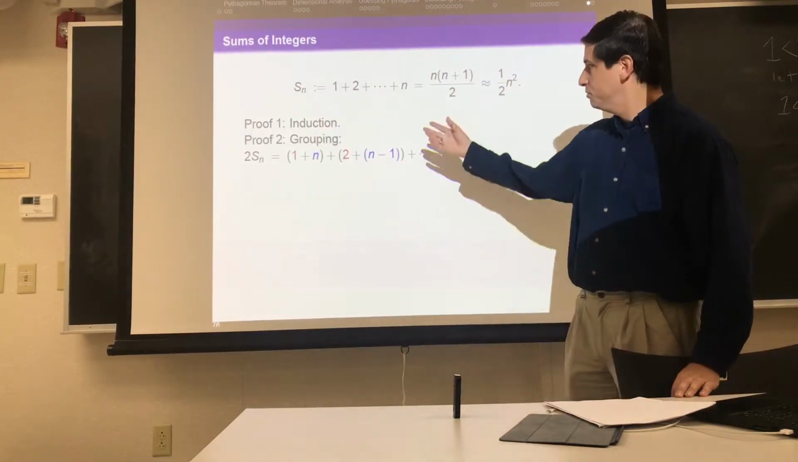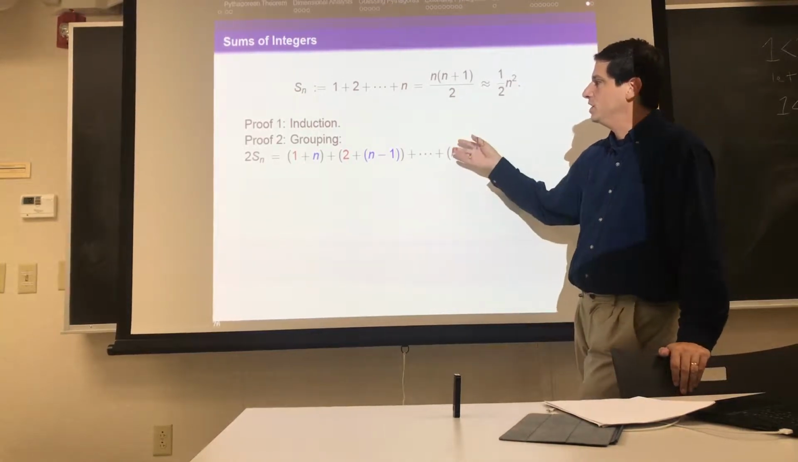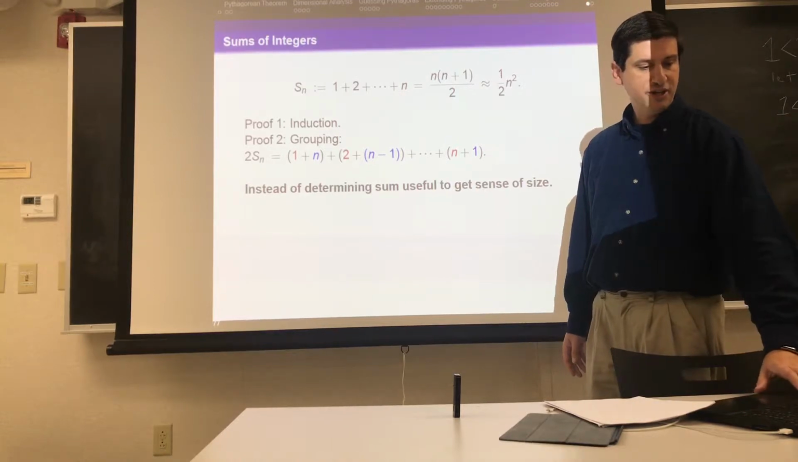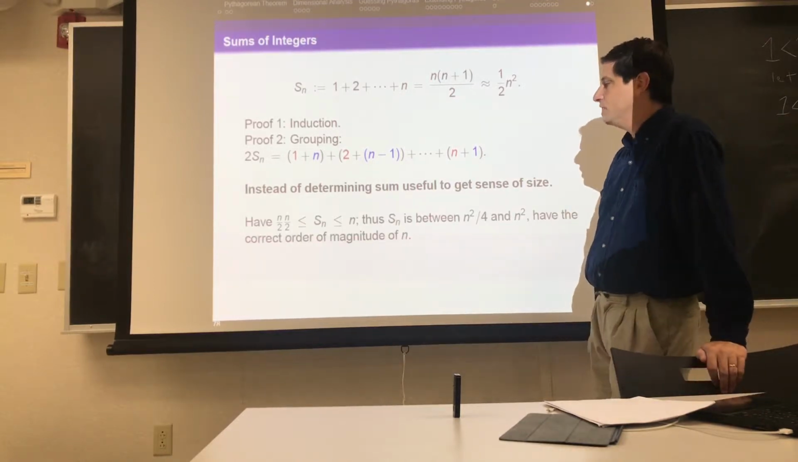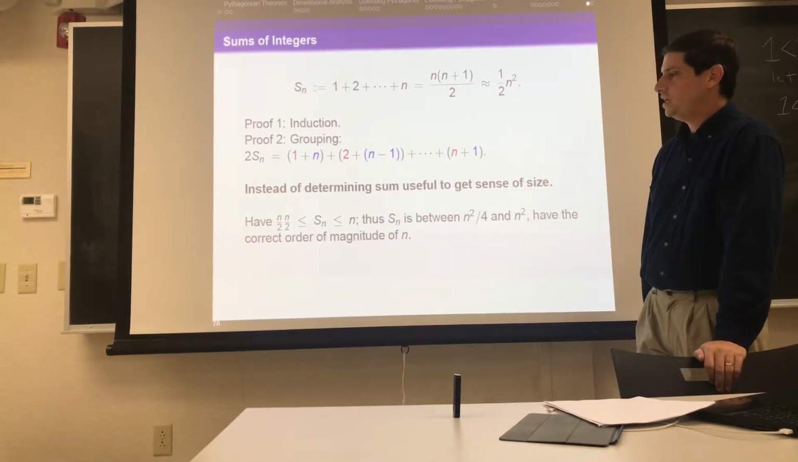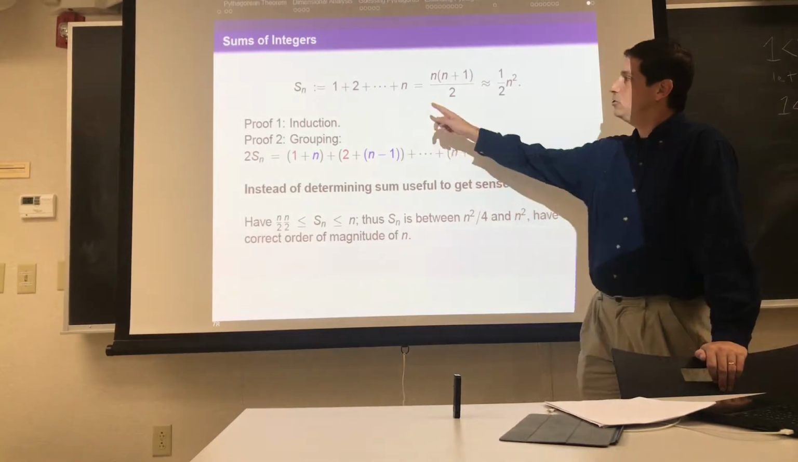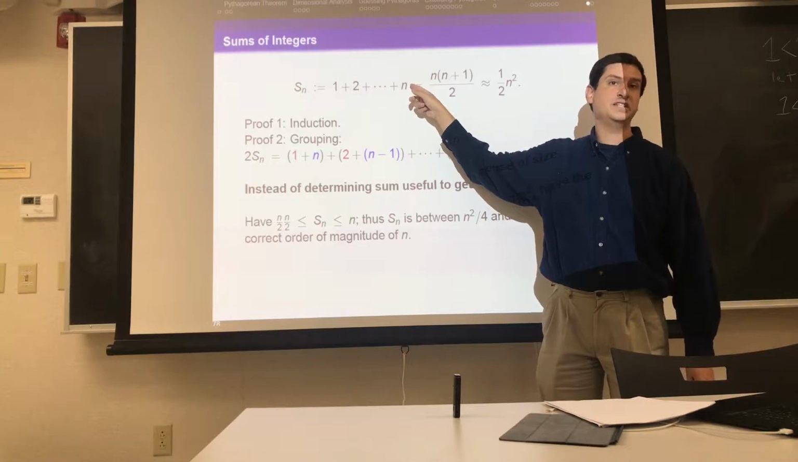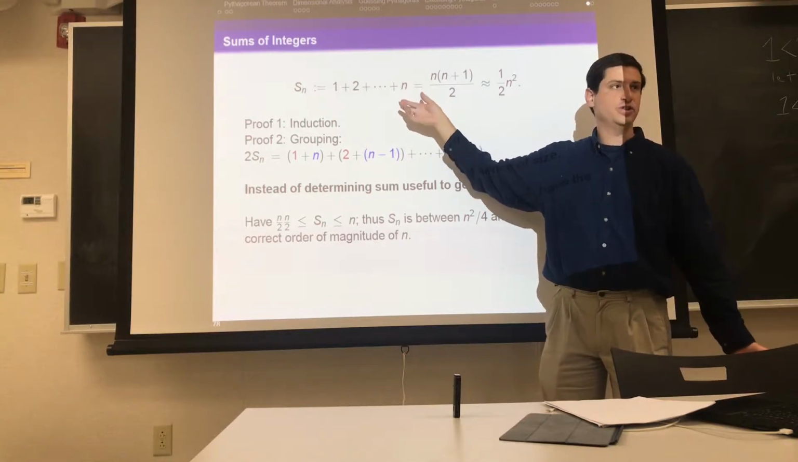Okay. So we can prove it by induction. We can prove it by grouping. These are the standard proofs. And then let's try to get a sense of the size. So here is a nice one that does a little bit better. If I look at just the last half, in the last half, each term is at least n over 2. And there's n over 2 such terms.